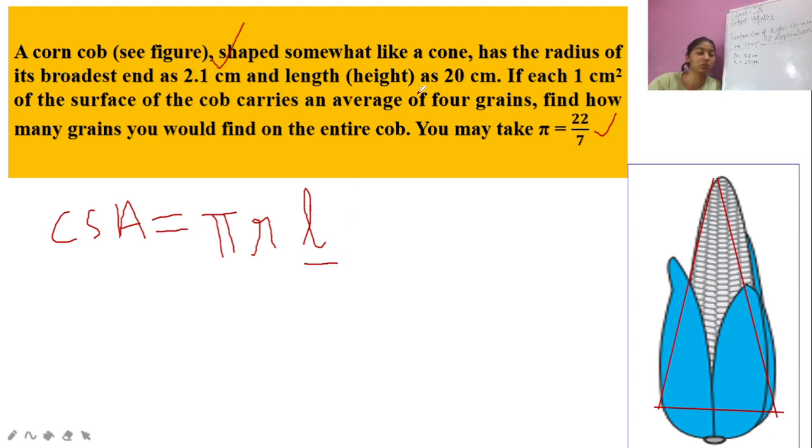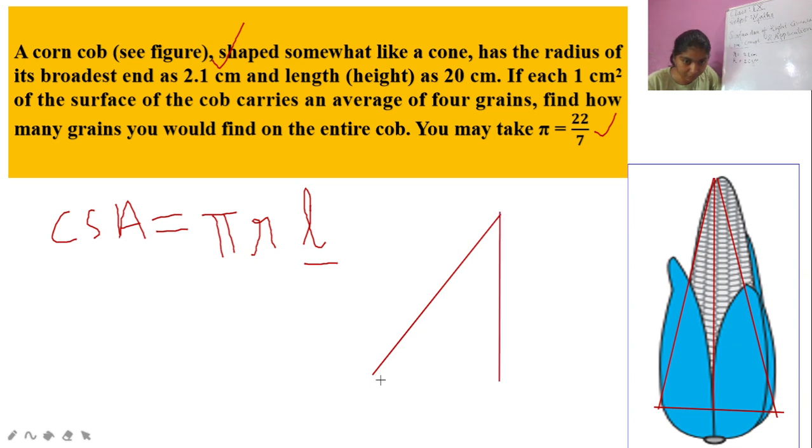No. Students, here we have a height. We don't have the slant height. So how will you calculate it? Students, we will calculate with the help of a formula, the Pythagoras theorem. So you will see this right-angled triangle, right? So this is 90 degrees, right?